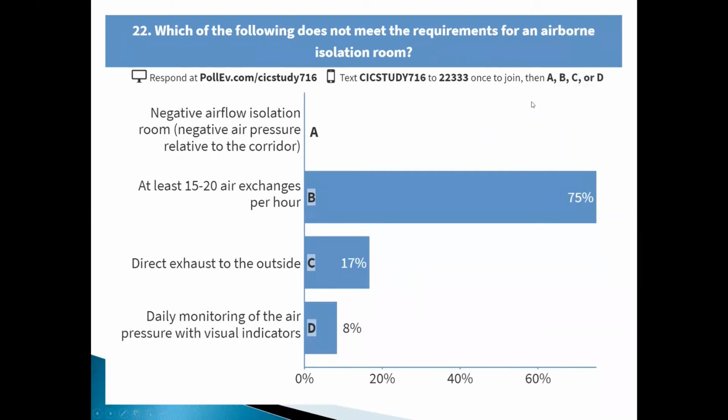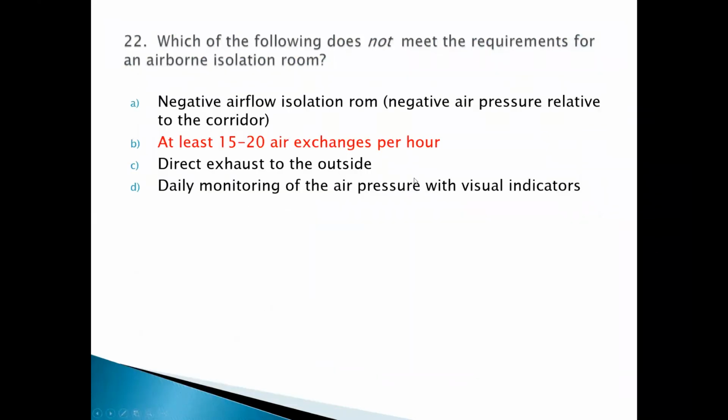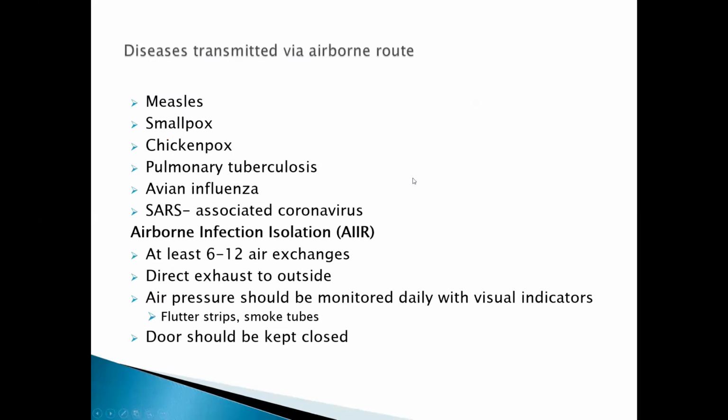Your B's, C's, and D's here. Correct response is B. At least 15 to 20 air exchanges per hour. Does not meet the requirements. We should have a little bit more. So different diseases that are transmitted via the airborne route: measles, smallpox, chickenpox, pulmonary TB, avian influenza, and SARS-associated coronavirus.